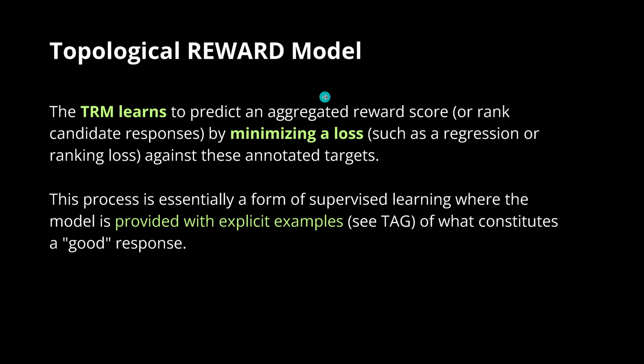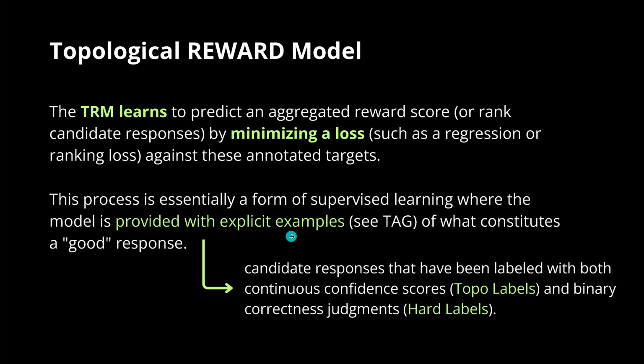It learns to predict an aggregated reward score, and this is the solution, by minimizing a particular loss function, such as a regression or a ranking loss against the targets. So this process is essentially a form of supervised learning, where the model is provided with explicit examples of what constitutes a good response.